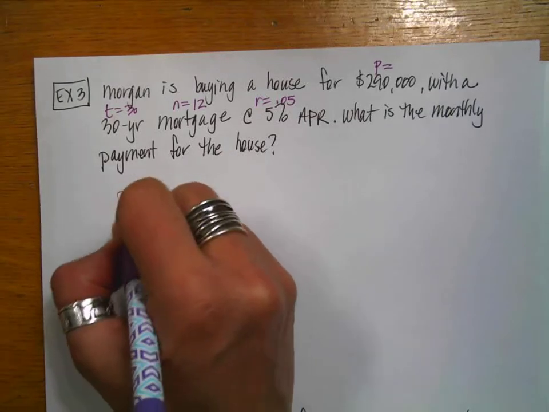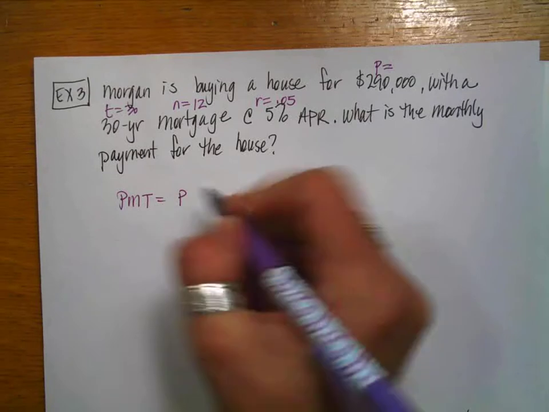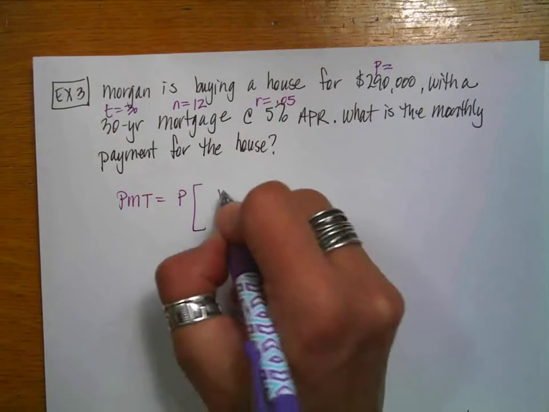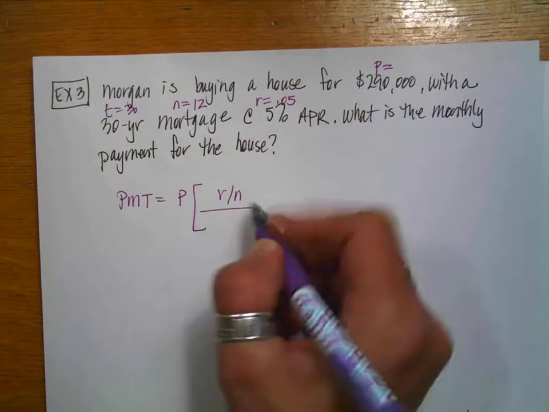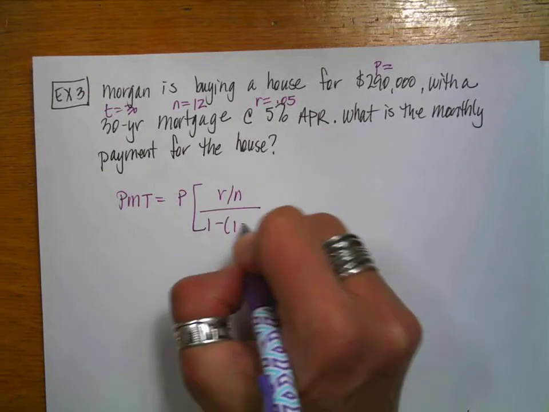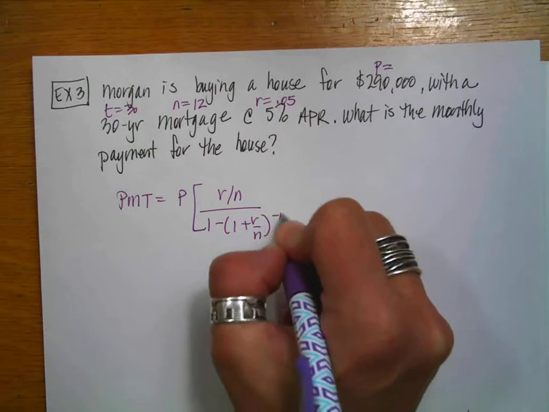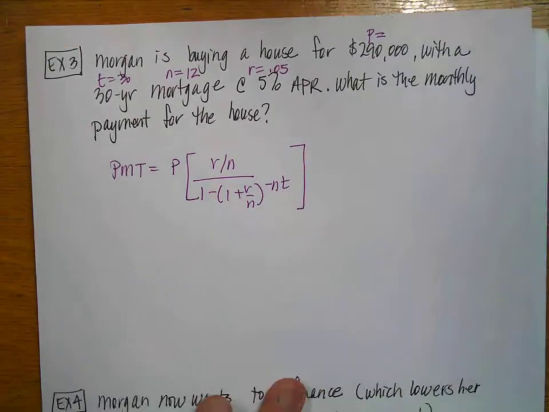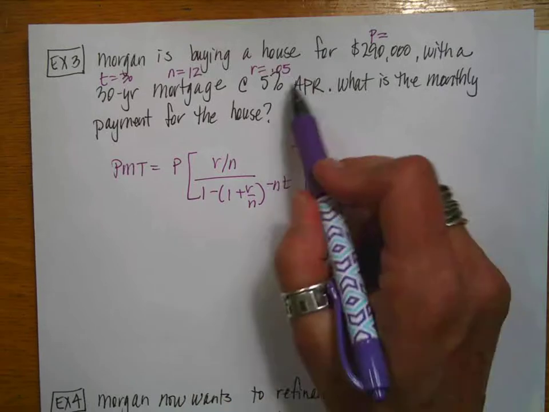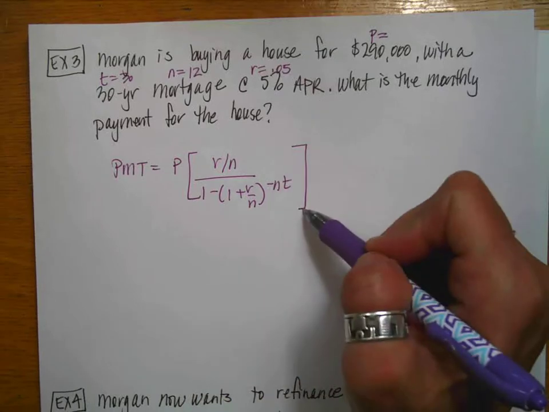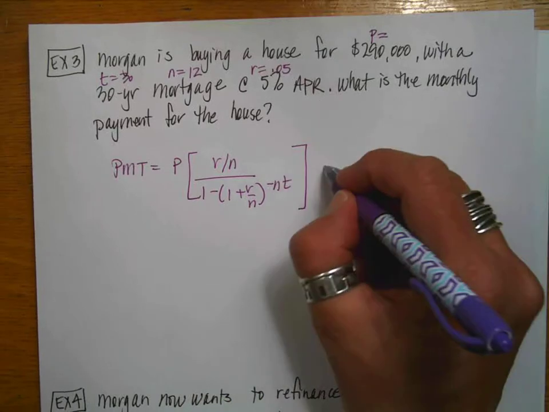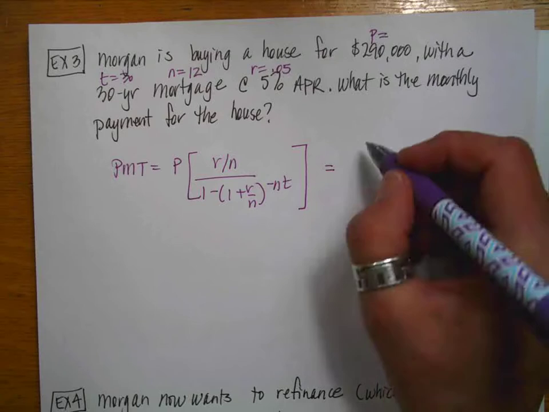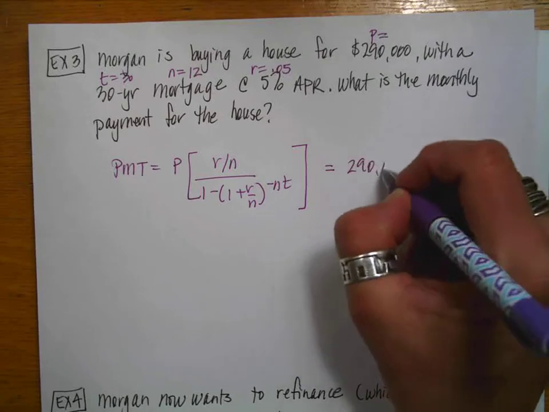So if we first approach the problem, her payment is going to equal the principal, and it's going to be r divided by n over 1 minus 1 plus r divided by n raised to the negative nt. When you do these, I highly recommend that you find the information in the problem, you write down the naked formula, and then you start substituting in what you know.